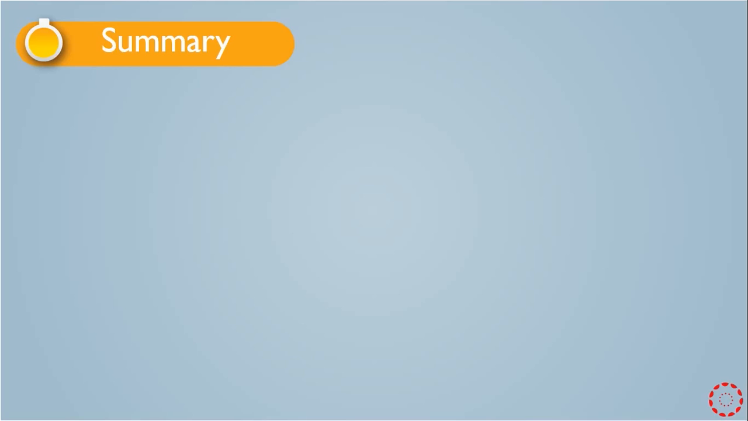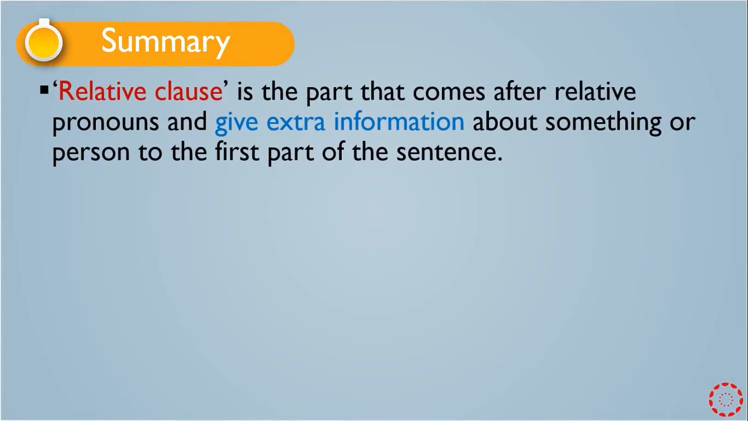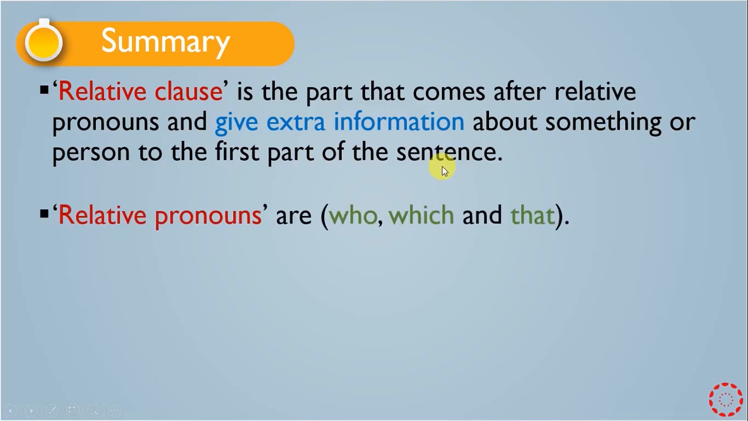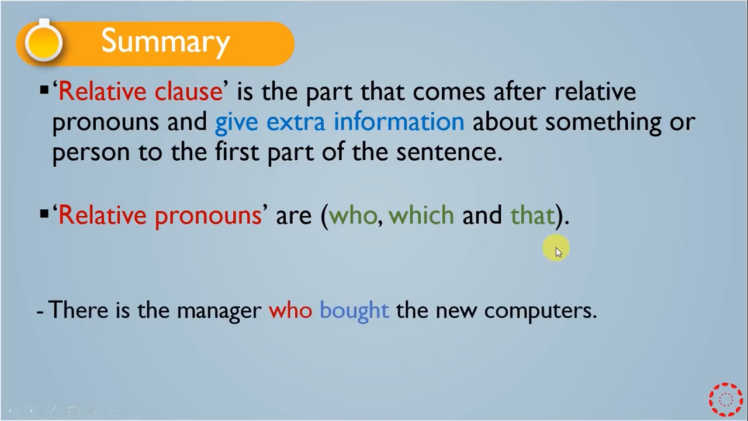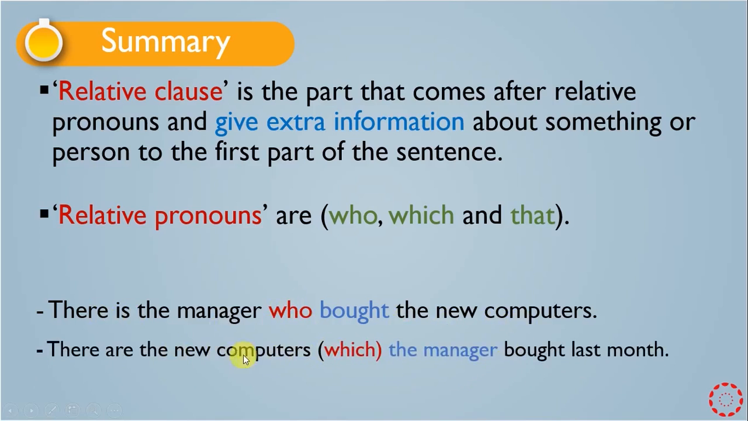The summary, what we have learned today. We say a relative clause is the part that comes after relative pronouns and gives extra information about something or a person to the first part of the sentence. And we use these relative pronouns to combine these two sentences, which are who, which, and that. And also here we have examples: there's the manager who bought the new computers, and there are the new computers which the manager bought last month.